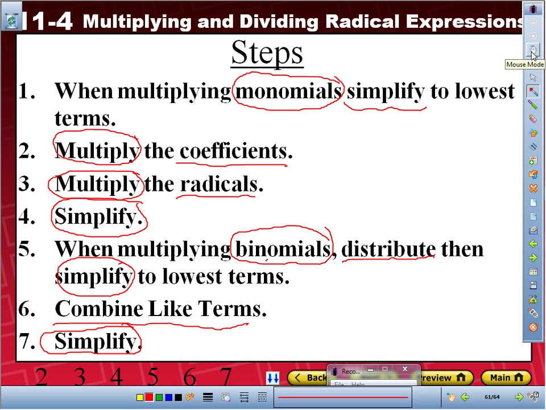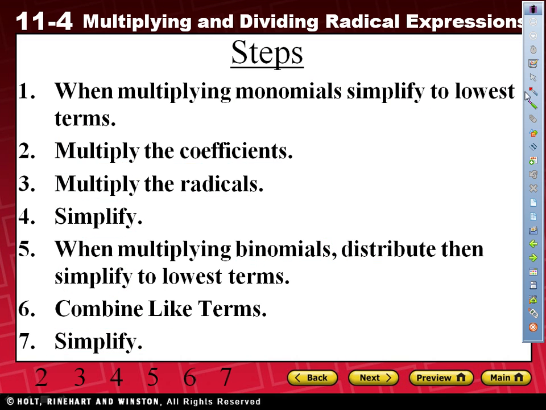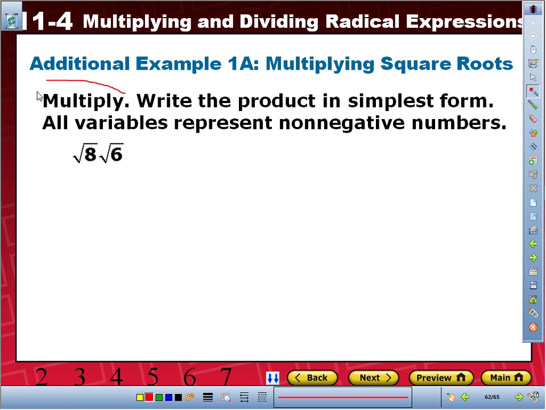Example 1. Write example 1, multiply, and then you're going to copy square root of 8 times square root of 6. Square root of 8 times square root of 6. Okay, pens down, eyes up here.